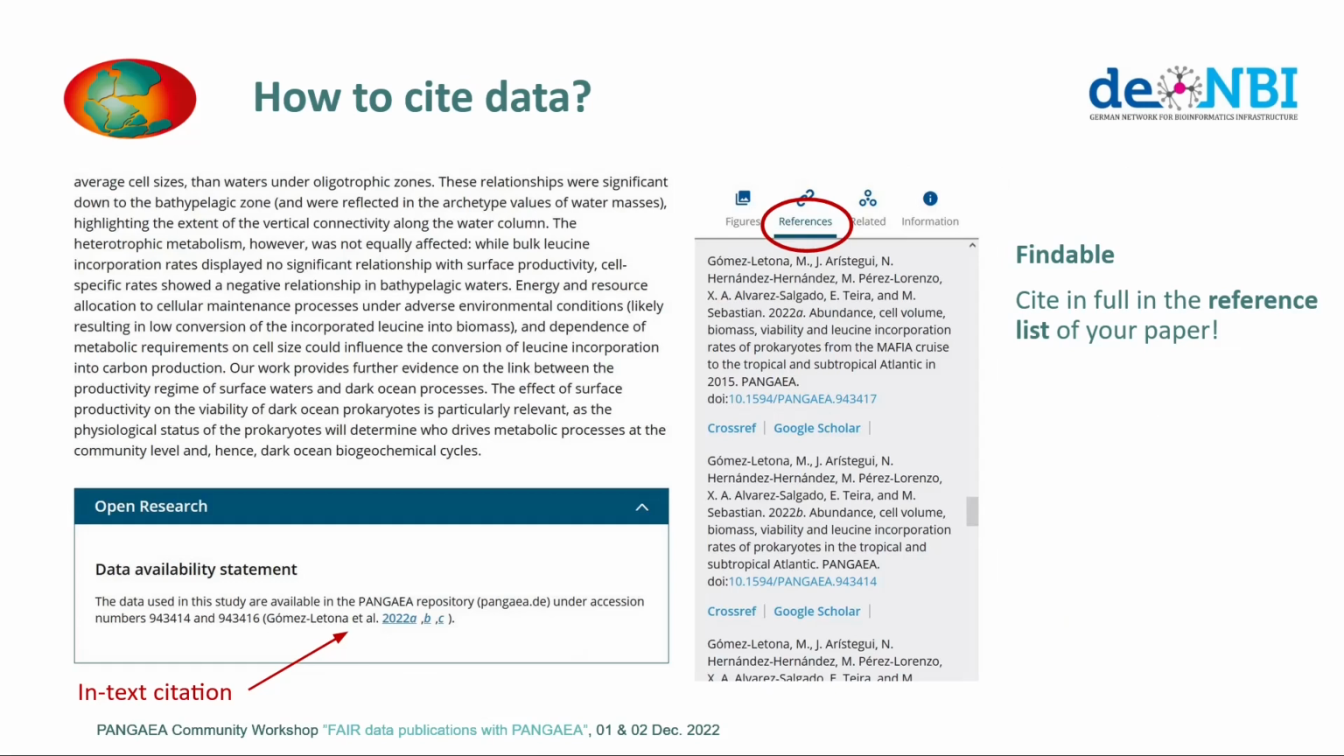Here you see how to cite data. We see an online view of a research article, and in this example, the journal format includes a data availability statement. So there is an in-text citation, which is exactly the same as literature citations with the author and the year in brackets. And here you can also see that the PANGAEA records are part of the reference list and that they are cited in full.